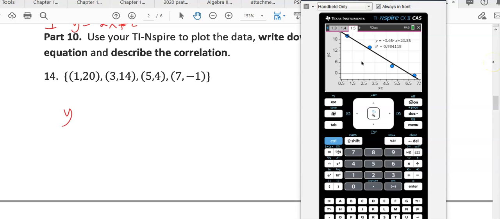So if you want the equation, y equals negative 3.65, decimal point there, x plus 23.85. And again, just describe it. It is negative and strong. That's what the correlation is.